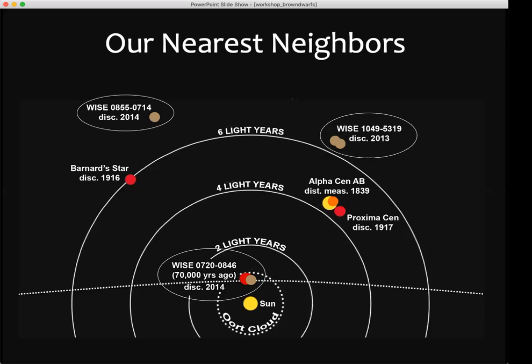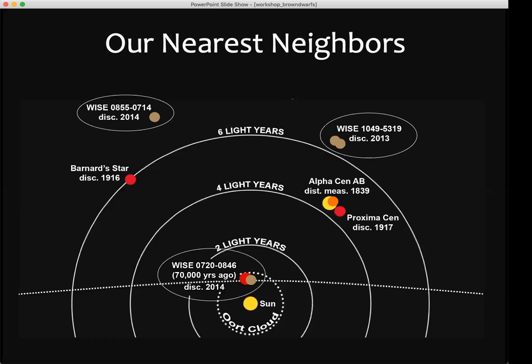Now this one looks really nearby, right? But the interesting thing about this is that this is a system called Scholz's star. It's actually a pair of stars. It's an M dwarf and a T dwarf. And this is where it was about 70,000 years ago. We know this because we know its velocity vector very well. We can trace it back to where it was in time. And we know it had a pretty close pass by the sun about 70,000 years ago.